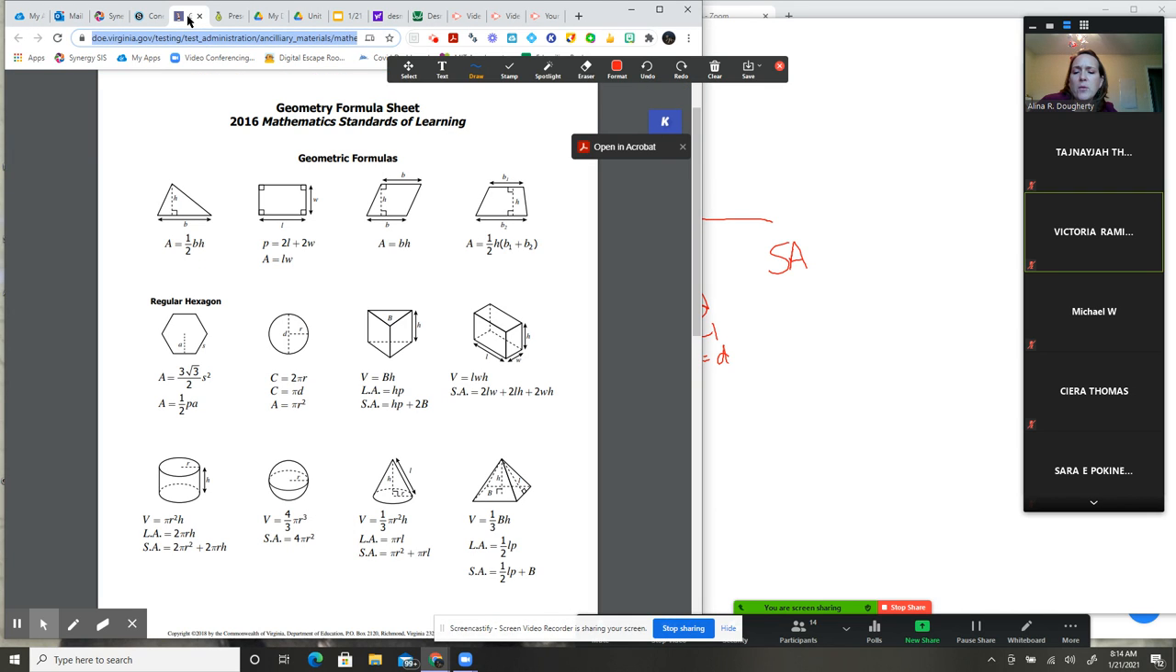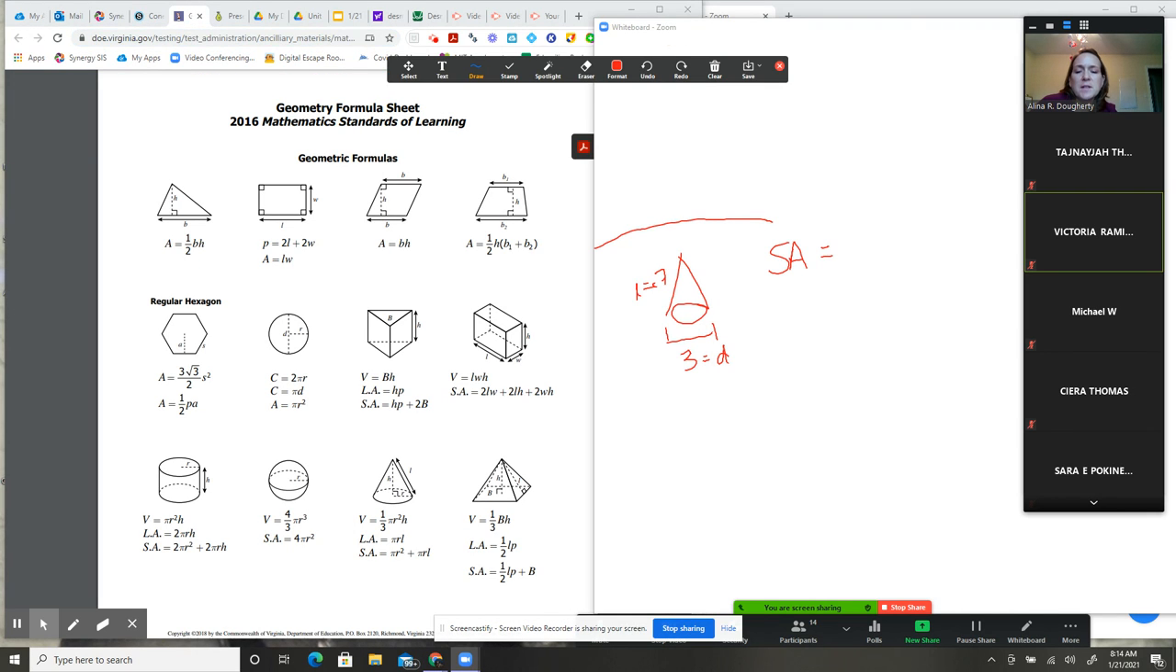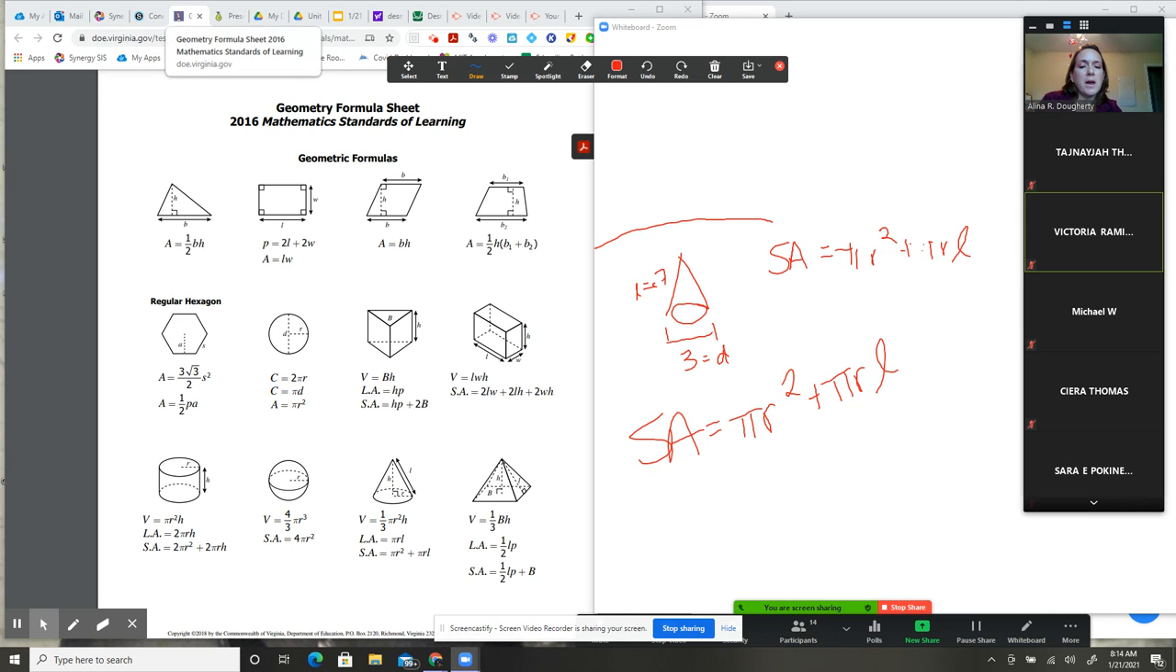So I'm going to go look at my formula again. Surface area is pi r squared plus pi r L. Surface area equals pi r squared plus pi r L. And I know the radius, that's 1.5, because if the diameter is 3, then the radius is 1.5. And then pi times 1.5. What I need is that slant height.